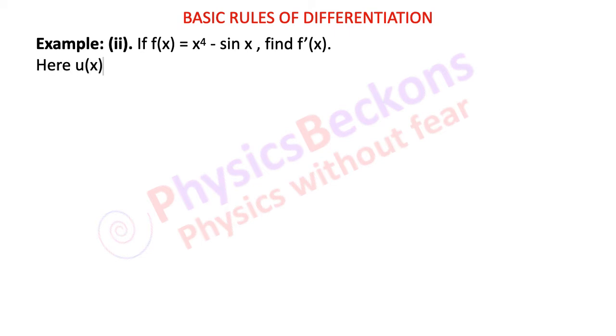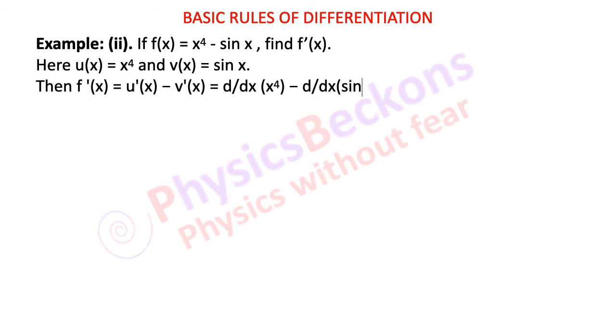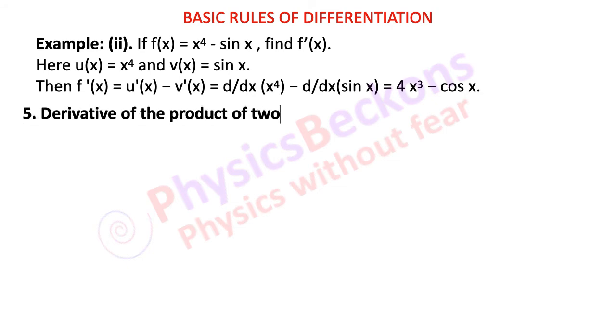Another example for difference, f(x) is equal to x to the power 4 minus sin x. Here u(x) is x to the power 4 and v(x) is sin x. So we differentiate u(x) separately, v(x) separately and subtract the two differentials. That is, the result will be the differential of x to the power 4, that is 4x cube, minus cos x, because the differential of sin x is cos x.